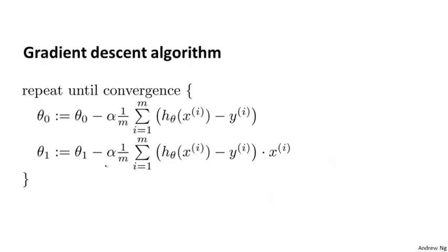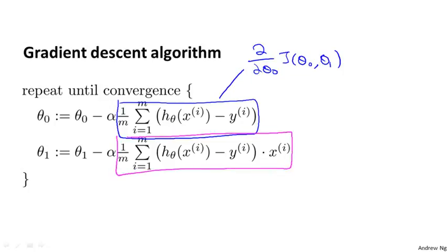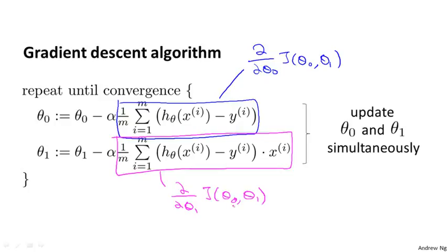So here's gradient descent for linear regression, which is going to repeat until convergence. Theta 0 and theta 1 get updated as this thing minus alpha times the derivative term. So this term here. So here's our linear regression algorithm. This first term here is of course just the partial derivative with respect to theta 0 that we worked out on the previous slide. And this second term here is just the partial derivative with respect to theta 1 that we worked out on the previous slide. And just as a quick reminder, when implementing gradient descent, there's this detail that you should update theta 0 and theta 1 simultaneously.